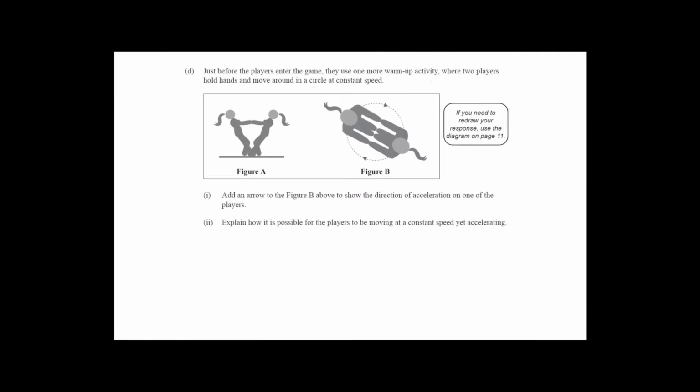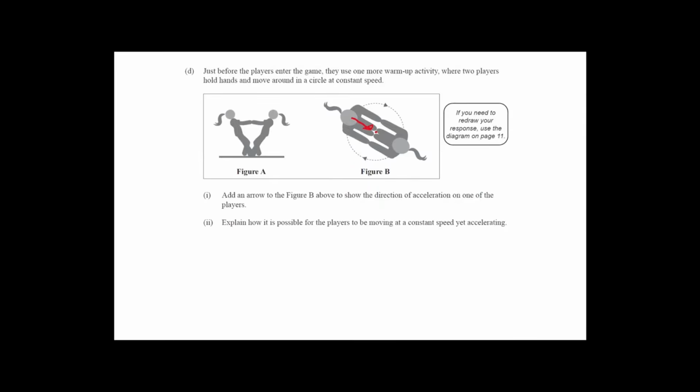Just before the players enter the game, they use one more warm-up activity where two players hold hands and move around a circle at a constant speed. Add an arrow to figure B to show the direction of the acceleration of one of the players. Well, it's going to be from there to the center. It's centripetal acceleration. The acceleration is always from the outside to the center.